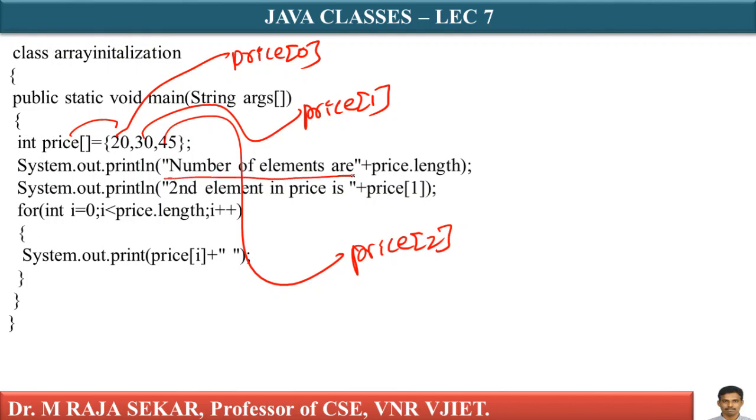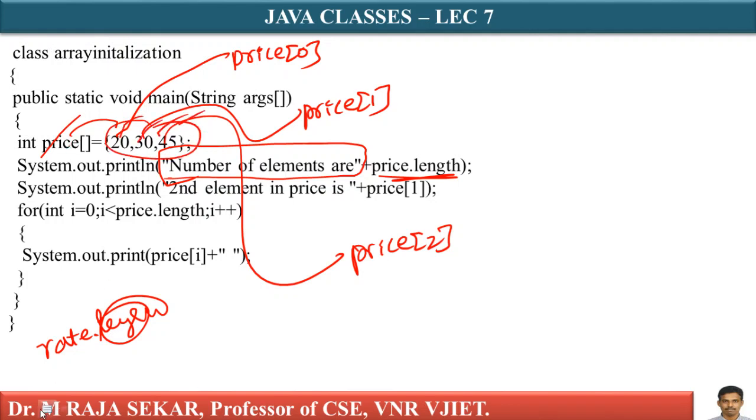System.out.println, number of elements are, this one is message. Just see, I am keeping it in double quotes. Price.length. In my previous program, we were saying rate.length. I will discuss about this length. Time being, just understand. Price is my array name. Array name dot length means it will return size. What is the size? 1, 2, 3. How many elements? There are 3 elements.